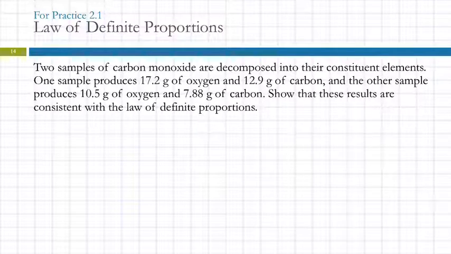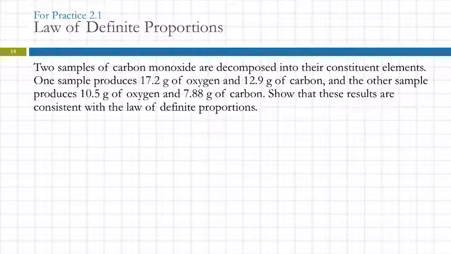So this question is about the law of definite proportions. 2 samples of carbon monoxide are decomposed into their constituent elements. One sample produces 17.2 grams of oxygen and 12.9 grams of carbon. The other produces 10.5 grams of oxygen and 7.88 grams of carbon. Show that these results are consistent with the law of definite proportions. So the law says that the ratio of oxygen to carbon or carbon to oxygen should be the same for both samples.